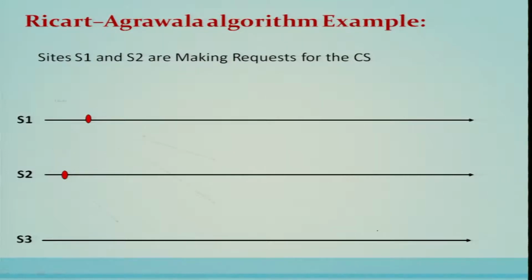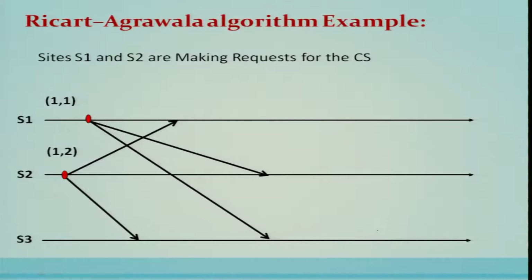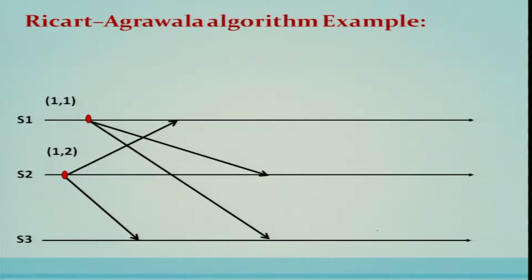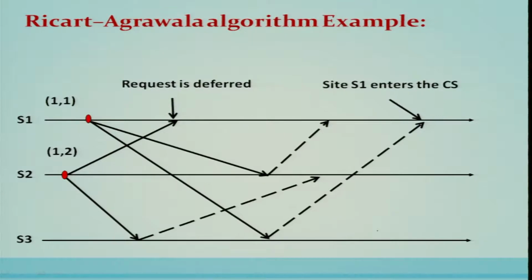Ricart-Agrawala algorithm example: assume that sites S1 and S2 are requesting the critical section, and they will send the message to all other processes. Now, you can see that when S1 receives this particular message from S2, the timestamp of S2 is higher than the timestamp of S1. So, S1 has higher priority, so it will defer it and in the data structure RD_1, the value of j will become 1.